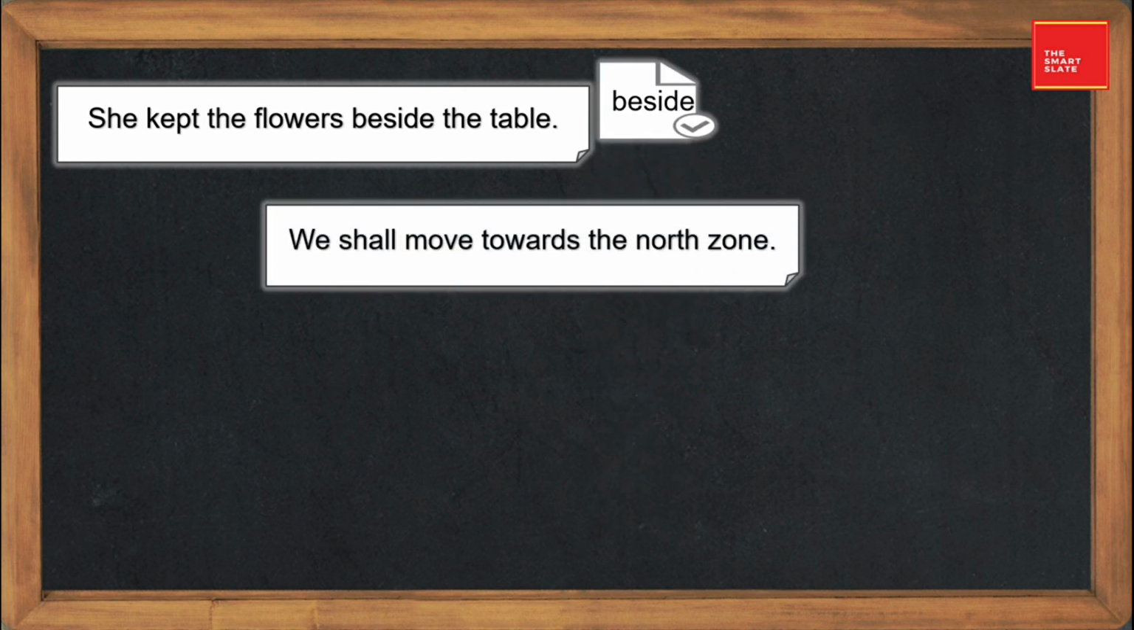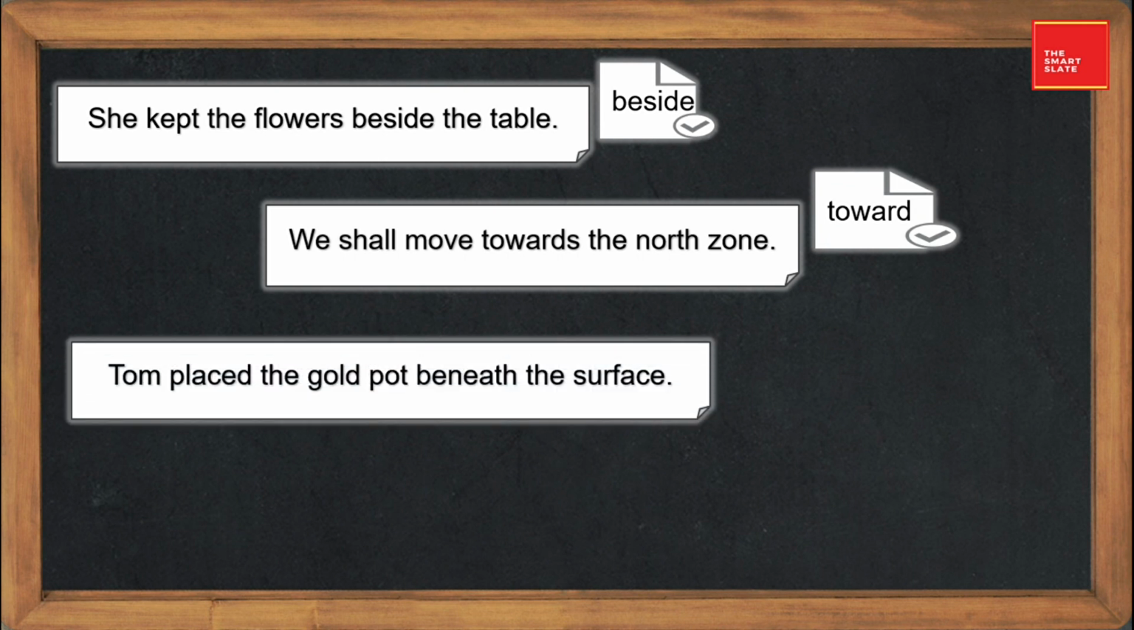We shall move towards the north zone. So let's move towards the north zone. So where the subject is or where the action is taking place, towards the north zone. Towards is the preposition.